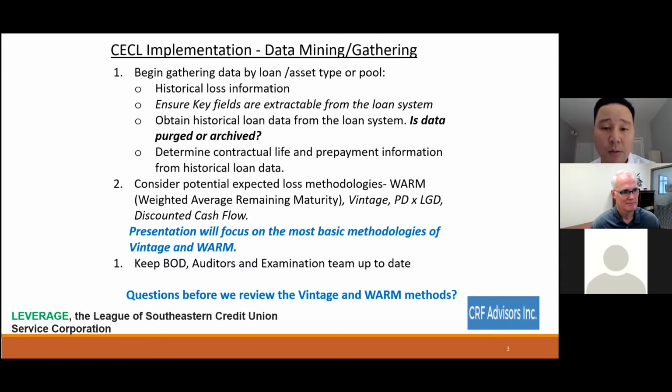All right, so that's why, as part of this presentation, I want to go through both those methodologies. And this last bullet point, I shouldn't say number 3 here, is just to keep your board, your auditors, and examination team up to date.